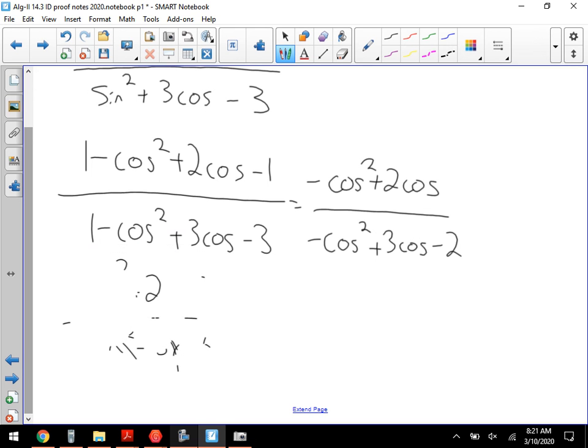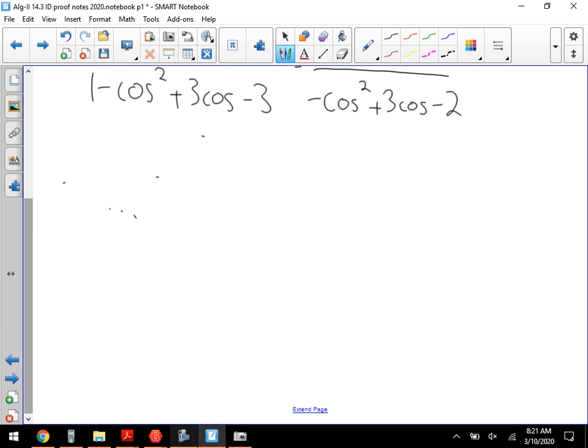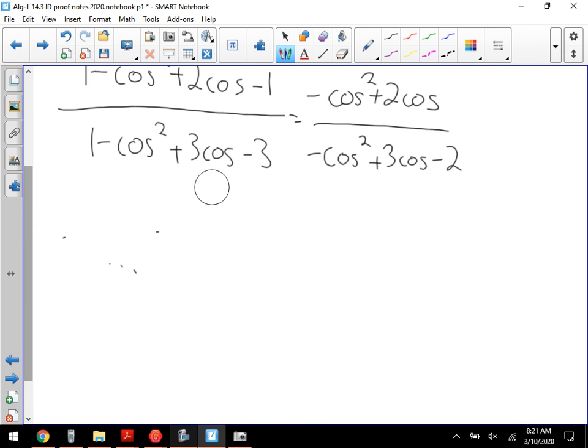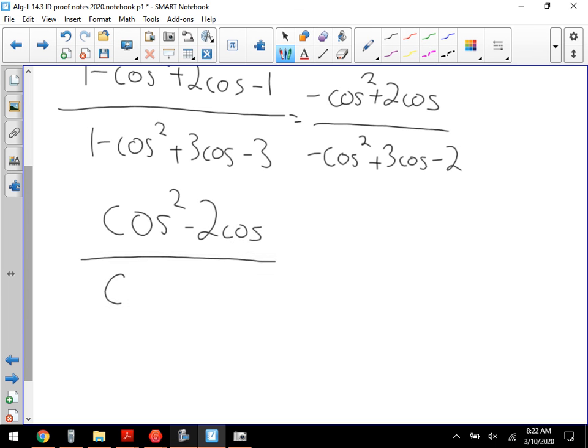This is still factorable. So in order to factor this, we multiply everything by negative 1 to get rid of the negative. Basically, you're adding everything to the other side. If we do this correctly, we get cosine squared minus 2 cosine over cosine squared minus 3 cosine plus 2. You okay with that?